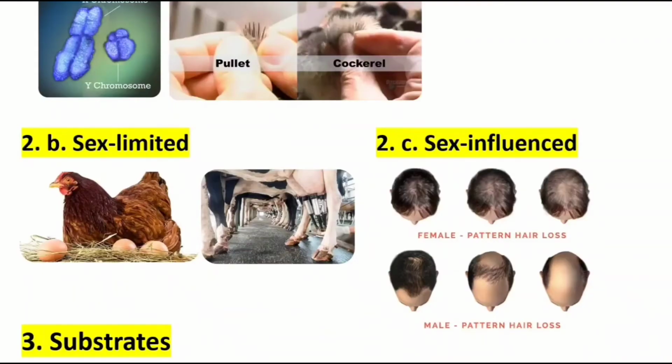Yun yung ibig sabihin. And then we also have here milk production. Kahit pareho sila, male and female have the same genotype for milk production, if they do not have that reproductive organ to produce the milk, they will not produce milk, even if the genotype says so. Okay? And then we also have sex influence.